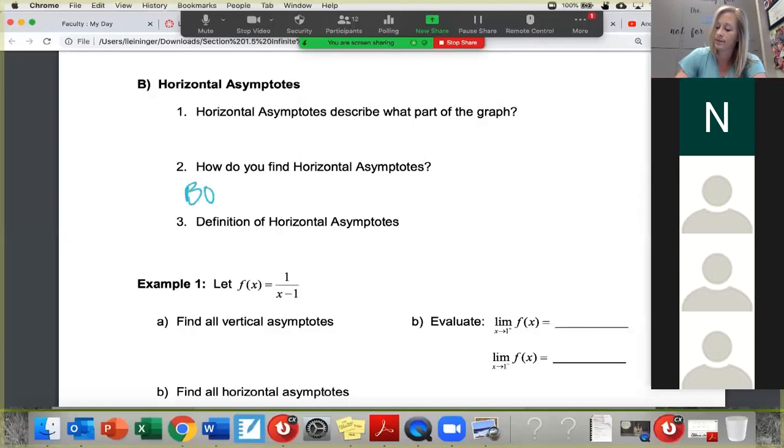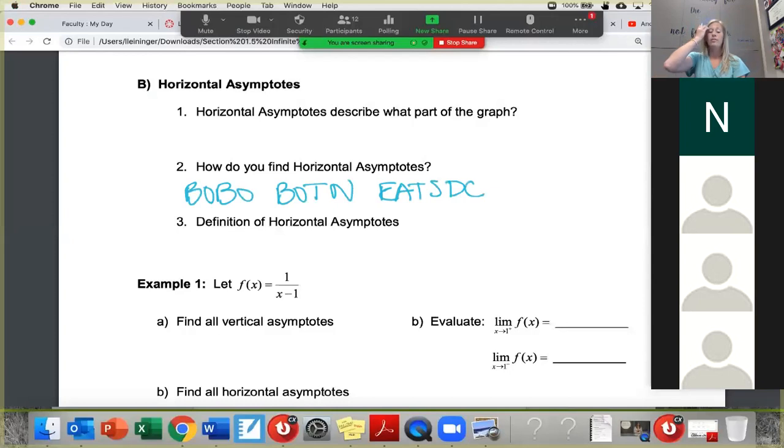Oh, is this like the BOBO? Yeah, BOBO, BOTN, EATS DC. That's it. If you remember that, that's what's going to help you find horizontal asymptotes if you don't have a calculator. And really relying on our calculator for some of these is not the best idea, because the graph is not going to be specific enough to show you the exact numbers. So remember what this stands for.